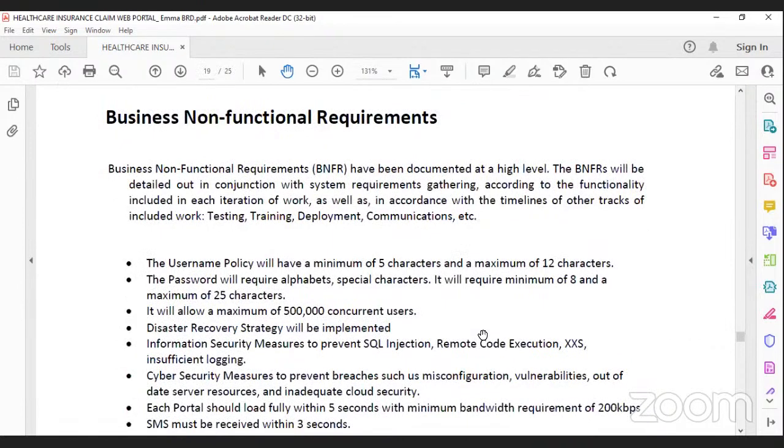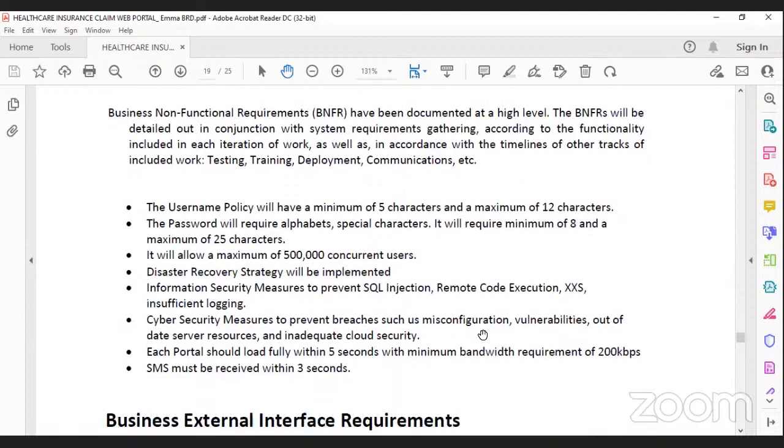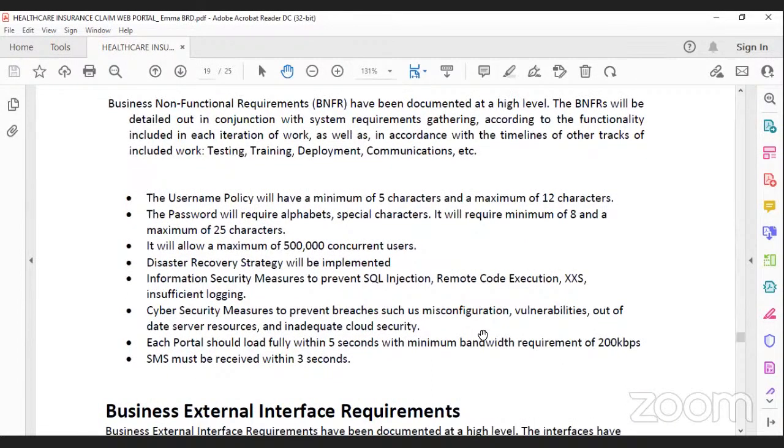Now we're looking at the non-functional requirements. The business non-functional requirements. What are the non-functional requirements? We are saying that there will be a username policy which will have a minimum of 5 characters and a maximum of 12 characters. Then the password will require alphabet, special characters. It will also require a minimum of 8 and a maximum of 25 characters. That is for the password.